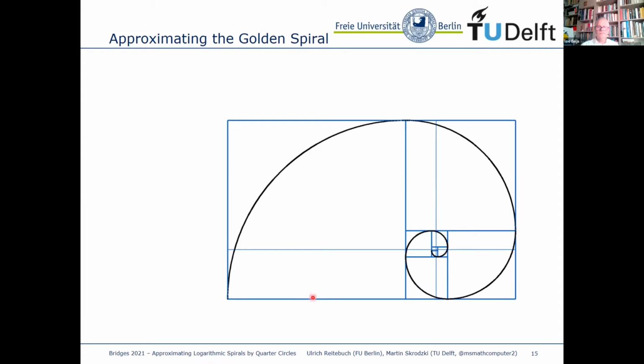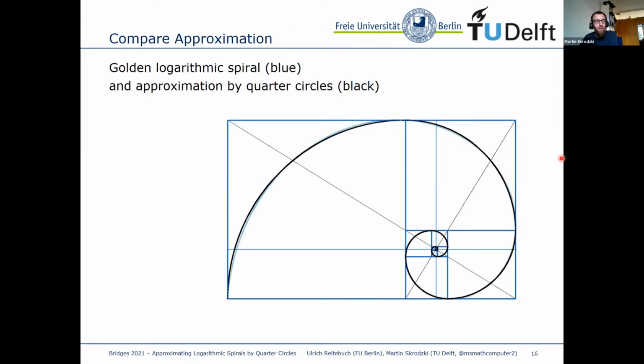You see, this construction does give you something that resembles a spiral, and it actually is a really good approximation of the golden spiral. In this picture, I show you the actual golden spiral, and it's in the background here. It's this light blue golden spiral, and the approximation by quarter circles is in front in black. So it's a pretty solid approximation.